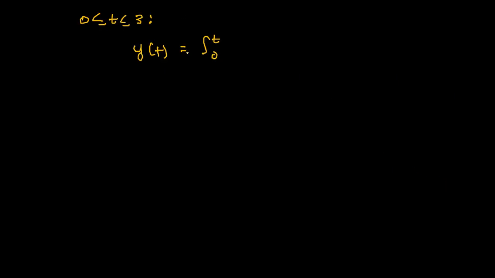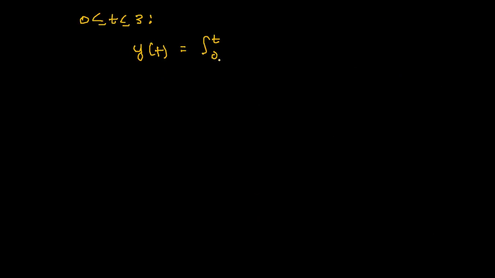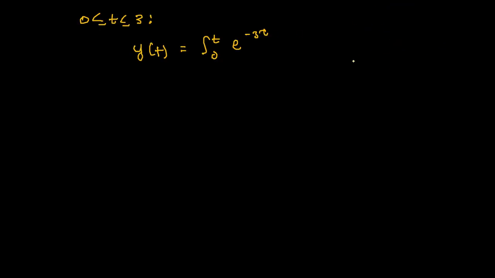So y of t anywhere between 0 and 3 is given by the integration from 0 to t of e to the power minus 3 tau into h of t. Here the unit impulse function is not just a step function, so because of that you can't really ignore h. You have to write the value of h here, which is e to the power minus t plus tau d tau.